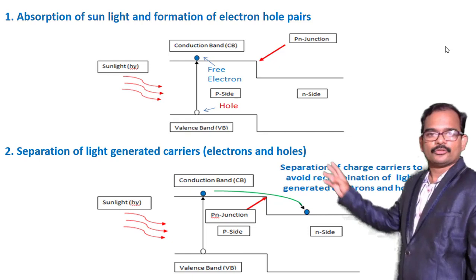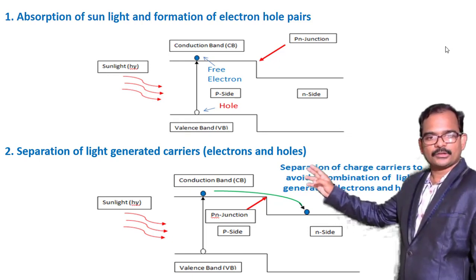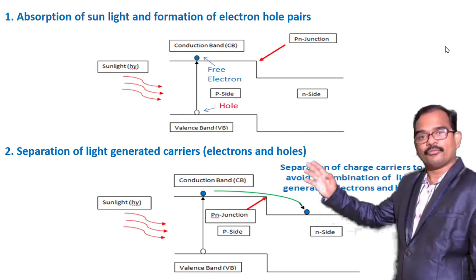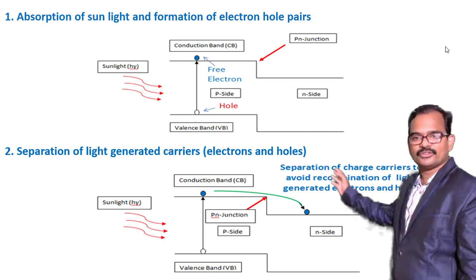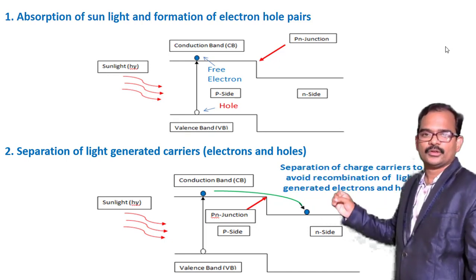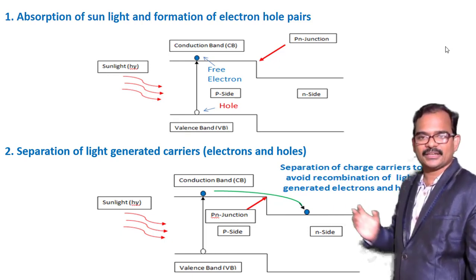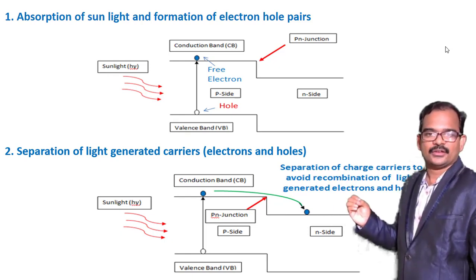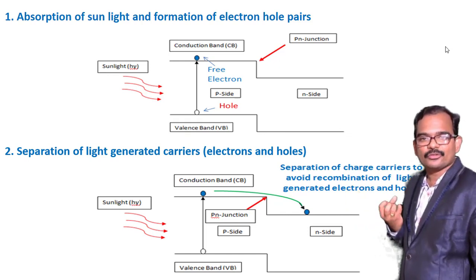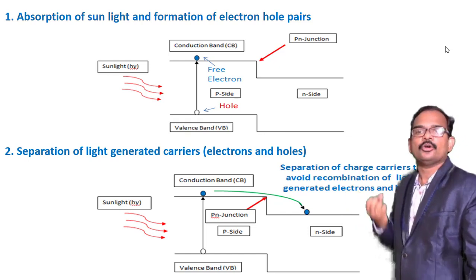So what happens now? The electrons which are now in the conduction band of the depletion region will move towards the n side and the holes will be on the p side, and thereby we are separating the charge carriers to avoid recombination of the light generated electron and hole pairs.